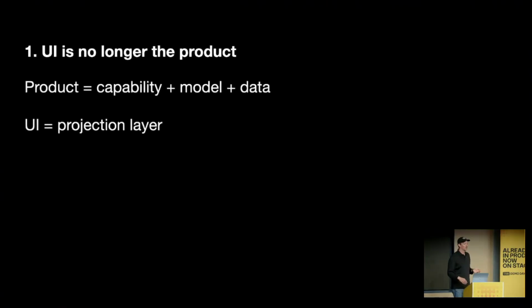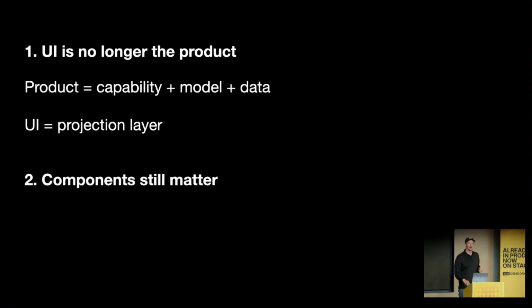So a few takeaways here. If you're building, UI is no longer the product. The product that you will make is actually the capability and the model plus the data together. And if you have any UI, we still need to display things on screens and have something to show a user. The UI is actually just a projection layer of all that. It's just a way to represent this output. The UI isn't what people are interacting with anymore in the same way.